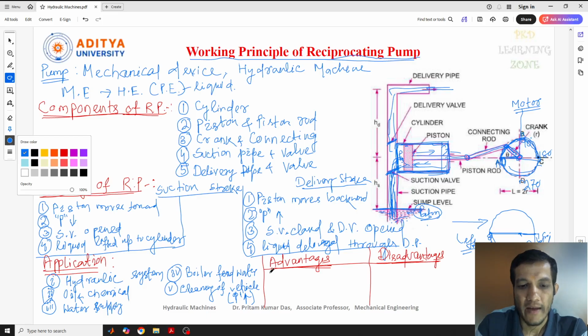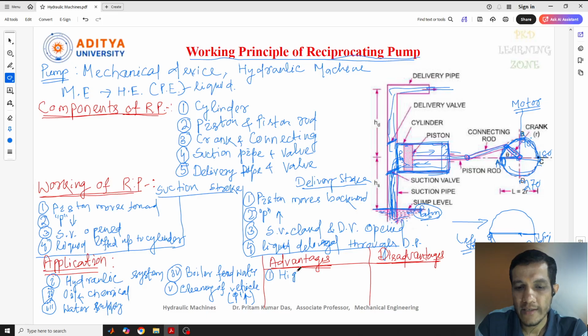In this pump, actually, it has high efficiency compared to the centrifugal pump. At the end we'll discuss the comparison of centrifugal and reciprocating pumps, but here I'll just mention that we have high efficiency here, and high pressure can be generated in the fluid, so the liquid can be delivered with high pressure. And we have a constant discharge from this pump.